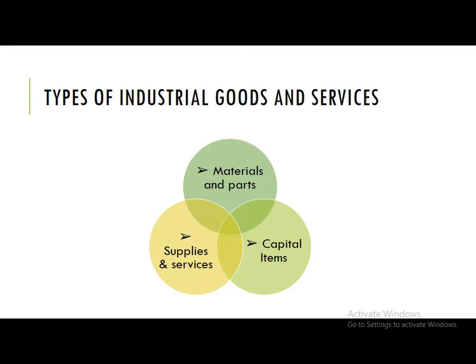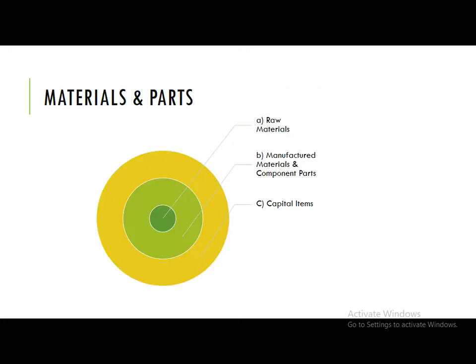We will start with the types of industrial goods and services. Based on these two criteria, the industrial goods and services can be conventionally classified into three broad categories. These categories are materials and parts, capital items, and supplies and services. One by one, we will learn all. First, we'll start with materials and parts.